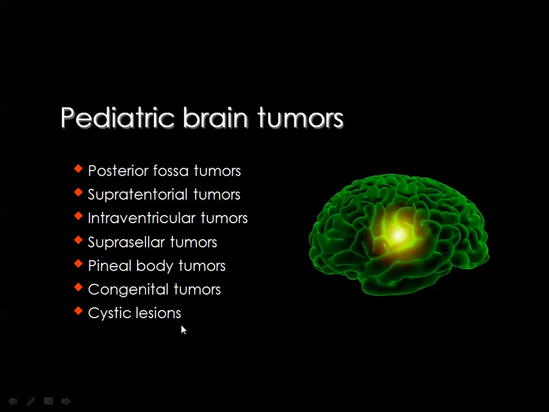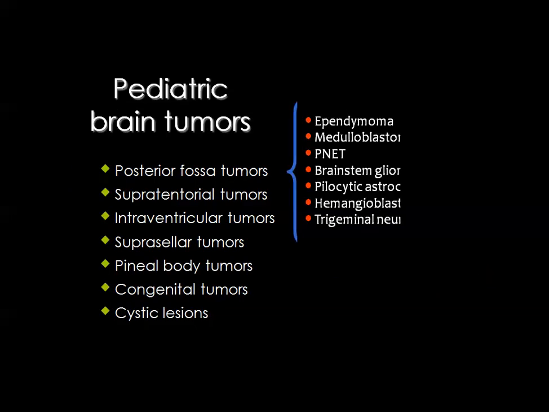And starting with the posterior fossa lesions, we have a lot of space occupying lesions or tumors that can occur in the posterior fossa. And the most common, of course, is the ependymoma and the medulloblastoma. But we have also the brainstem glioma, the pilocytic astrocytoma, the hemangioblastoma, and the trigeminal neuroma. Also, we will say something about the primitive neuroectodermal tumors.